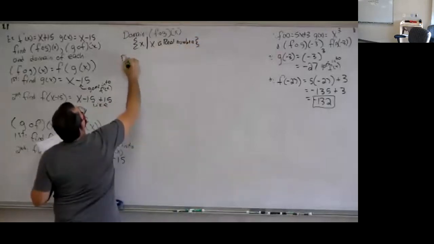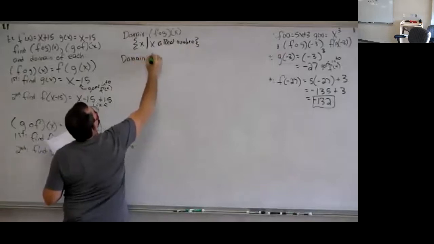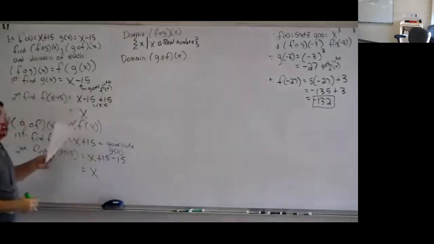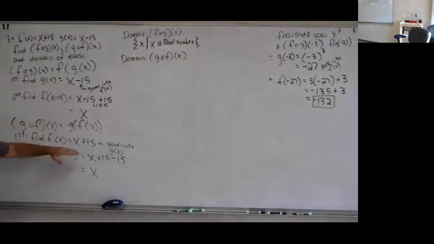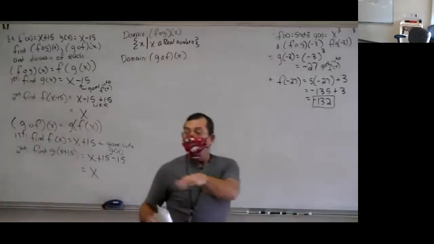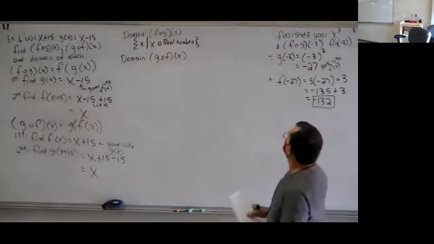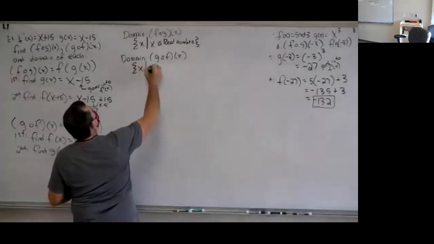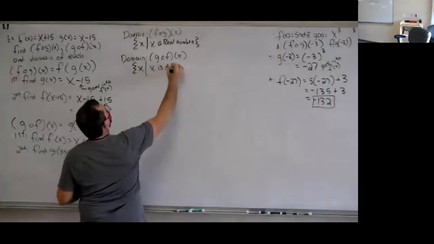And then how about the domain of g of f of x? So my g was here. I started out with f of x, which was x plus 15, no restrictions because there's no fractions. And then once we plug that into our g, we got x plus 15 minus 15. Still no restrictions because there's no fractions. So my domain for g of f is going to be the same thing. X such that x is a real number.